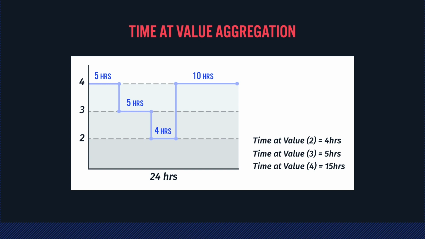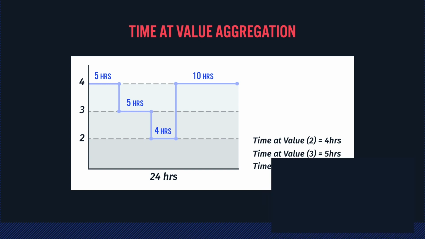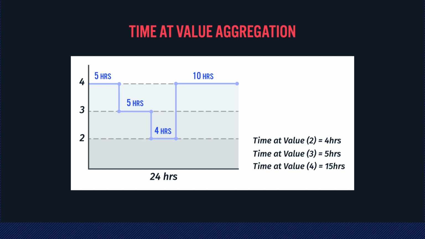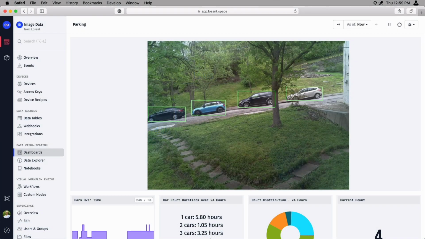Next, here is the time at value aggregation. This new aggregation allows you to answer a new question about your data. How long was the value within a certain state? In this case, if we asked how long was this particular device a 2 for within the last 24 hours, we can see that it was the value of 2 for 4 hours. 4 hours would be the value returned for this new aggregation. Let's see it in action.